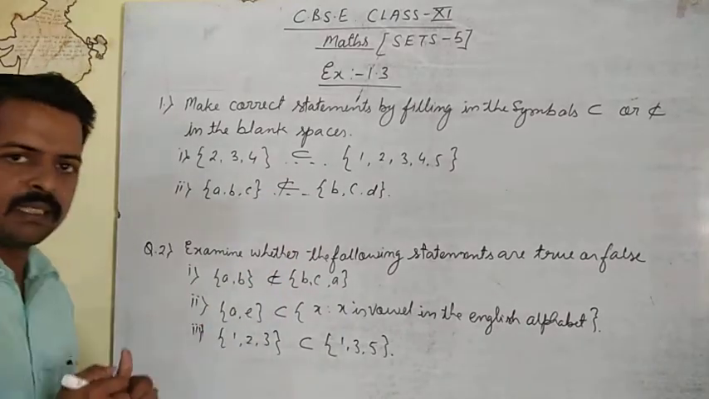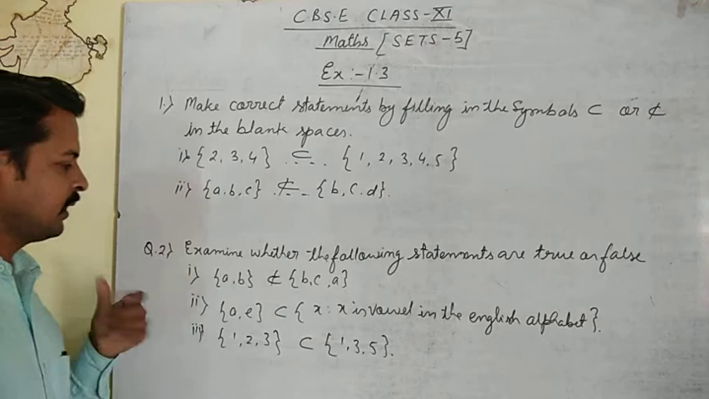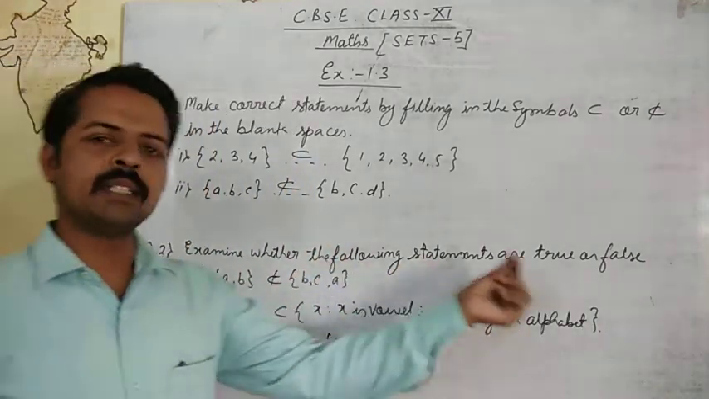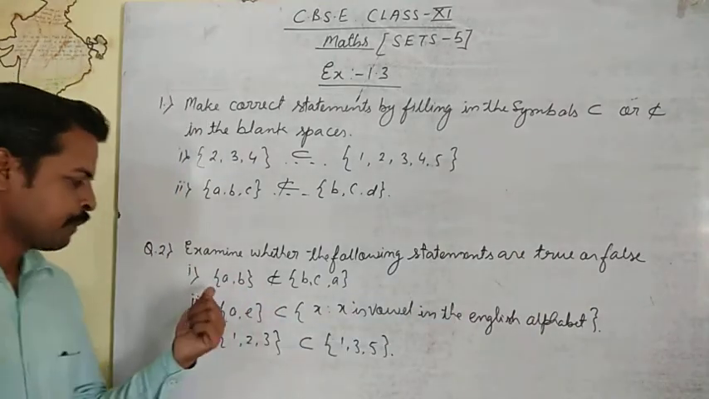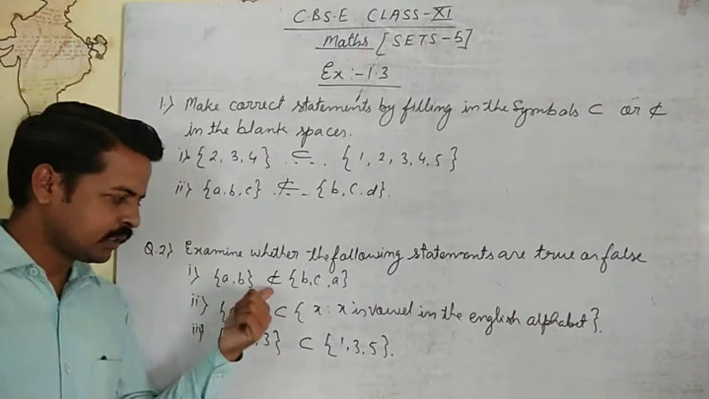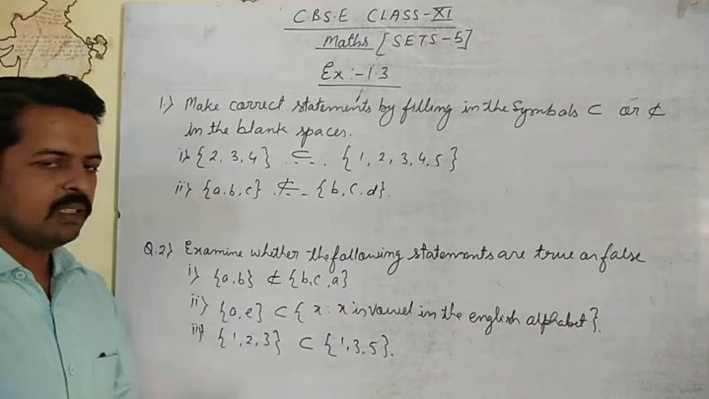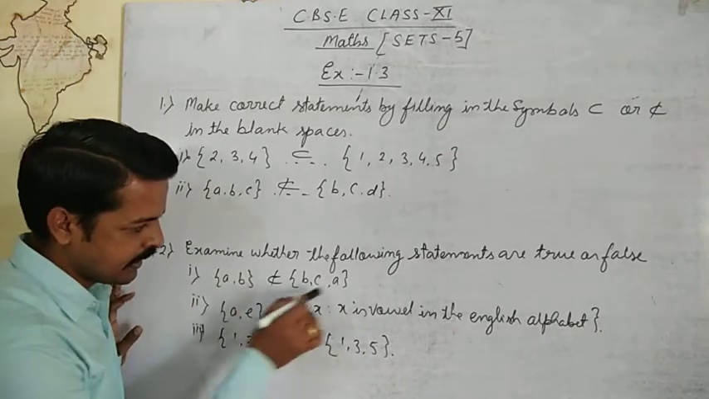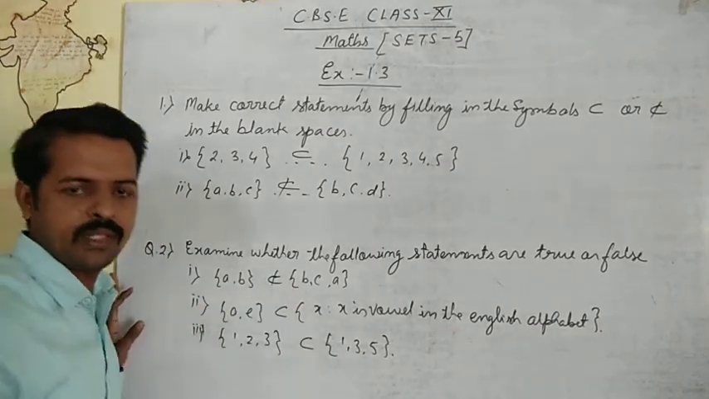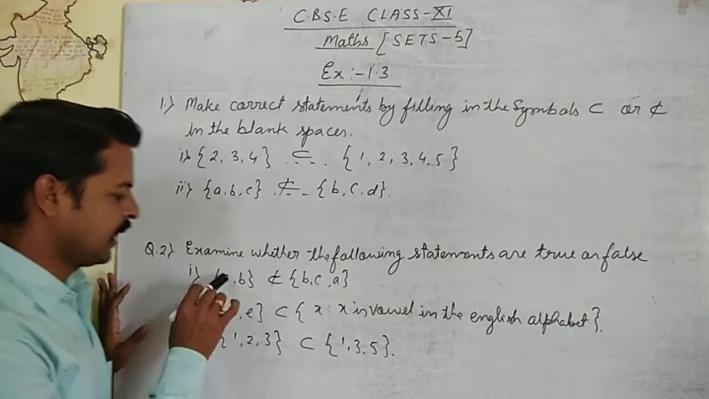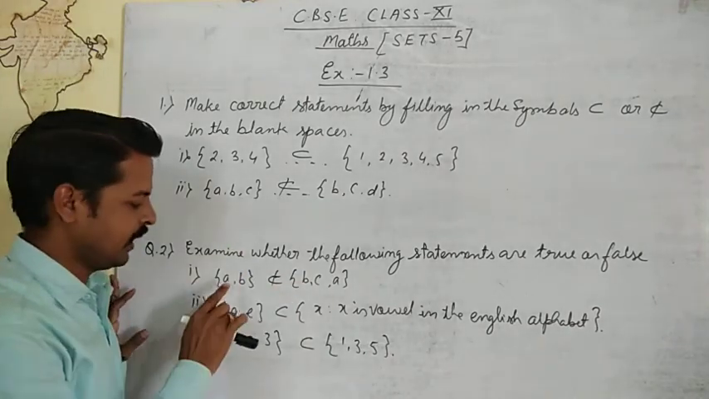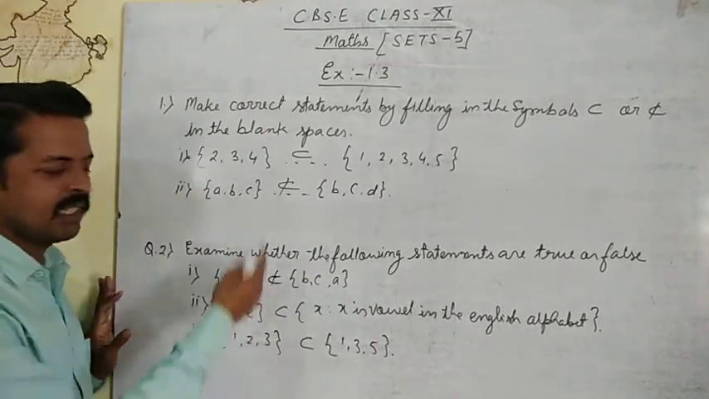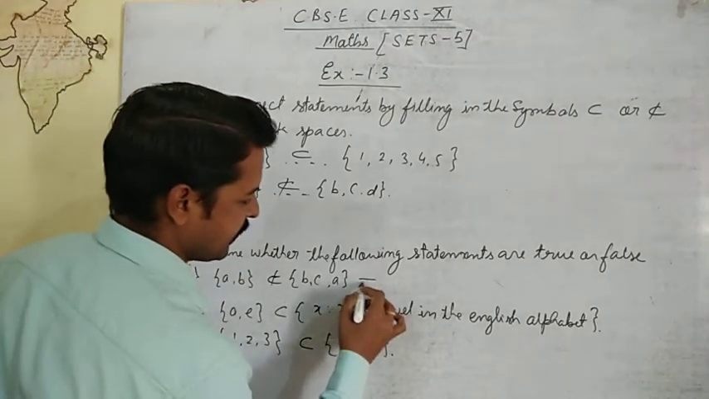On the basis of the same concept, question number 2 is also asking to state whether they are true or false. Examine whether the following statements are true or false. See the first one, {A, B} is a set, not a subset of {B, C, A}. We have to check whether this statement is true or false. Now see whether A is there, yes. B is there, yes. Don't see the order of elements. Only check whether all elements are in this set or not. A, B are here, and A, B are here too. So we will say this is a subset, but here it is given not a subset. So it is a false statement.